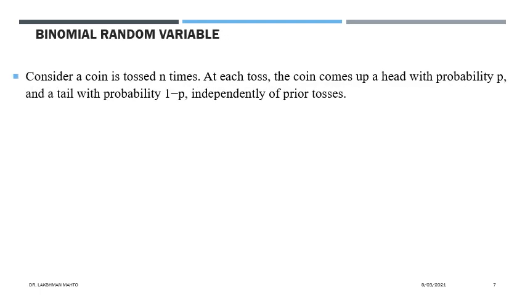So consider a coin, and we are tossing that coin n times. At each toss, that coin will either come up head with probability p or tail with probability 1 minus p. The probability p of getting head is what we call success. So p is the parameter. The probability of success we always treat as a parameter. The binomial random variable you will denote by b, and one parameter we already have, the probability of success, and another parameter is how many times we are tossing, n times. So n and p are both parameters of the binomial random variable.